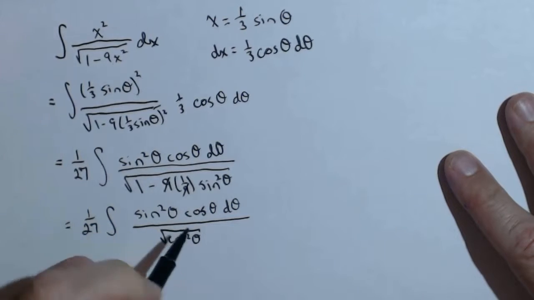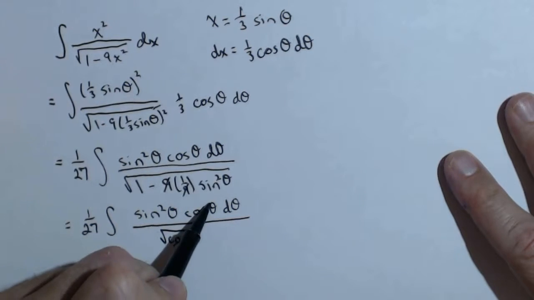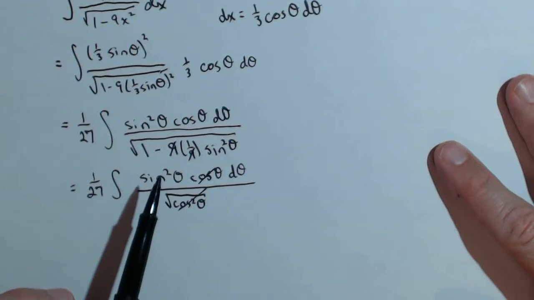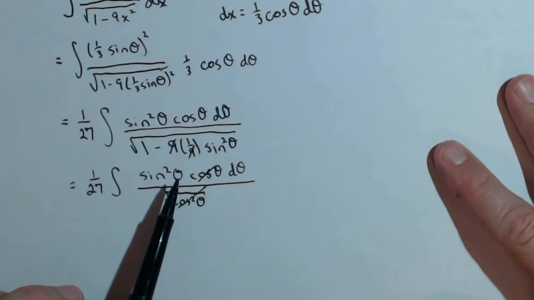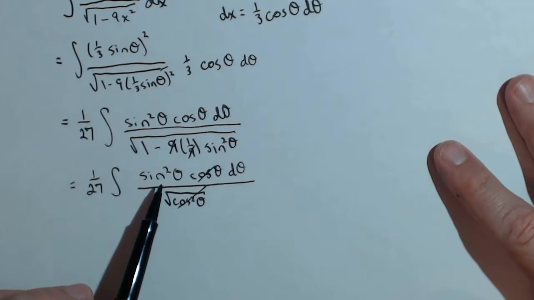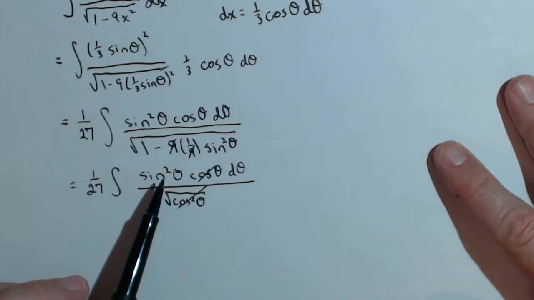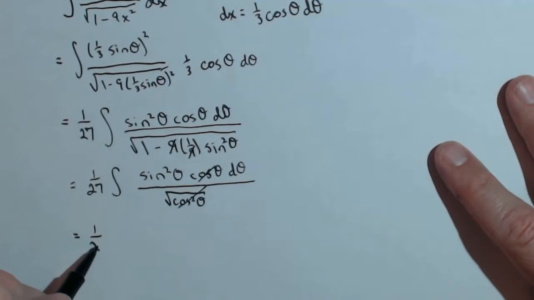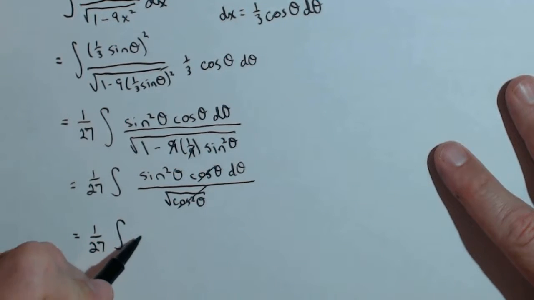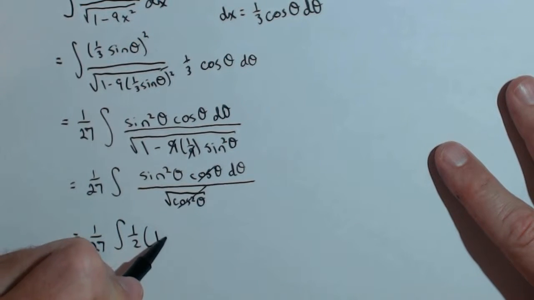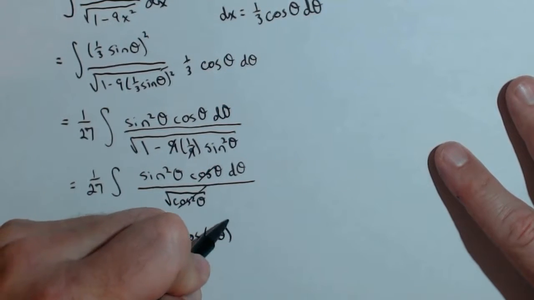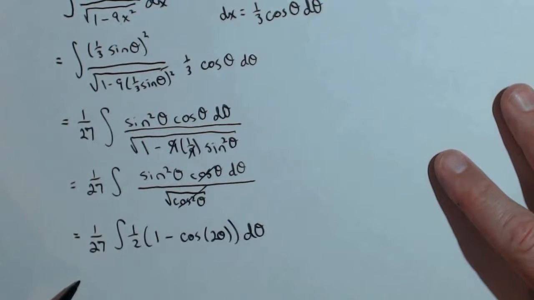So let's write it this way. This is just cosine theta. That's going to cancel out with this guy. So really now what we're looking at is the antiderivative of sine squared theta. In previous videos I mentioned you can do that straight from a table of integrals, but if you don't have that available, you use a trig identity. Specifically, sine squared theta is equal to 1/2 times 1 minus cosine of 2 theta d theta.